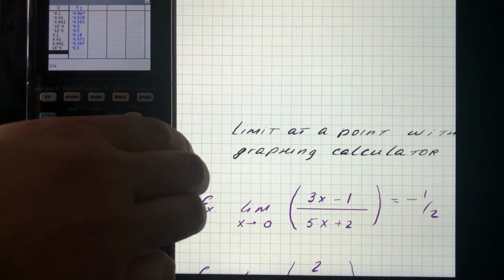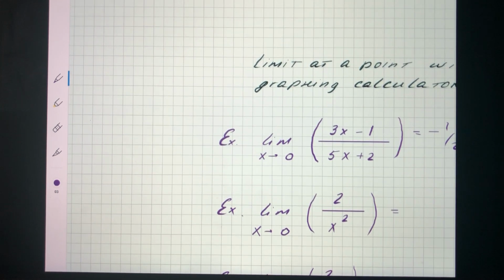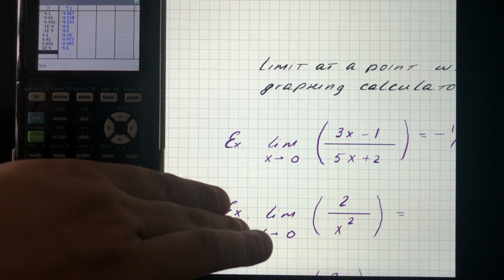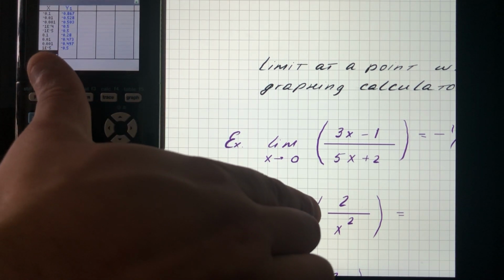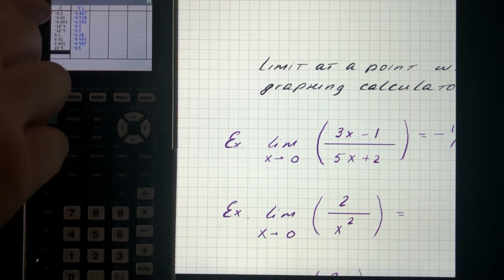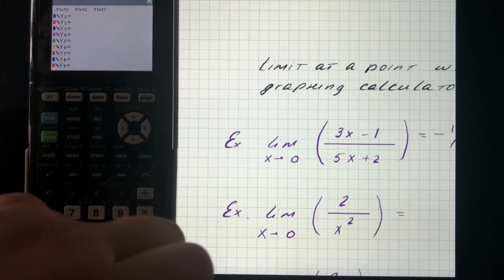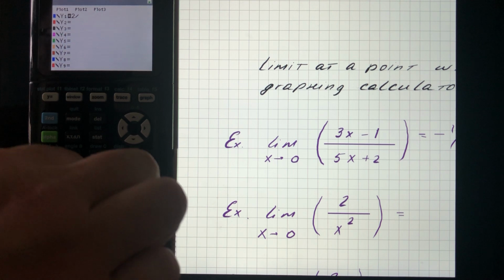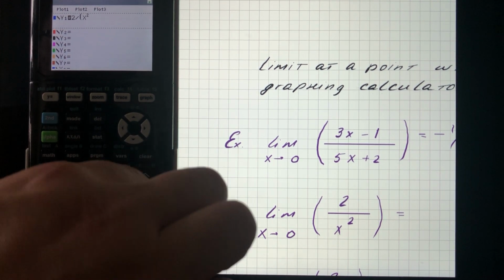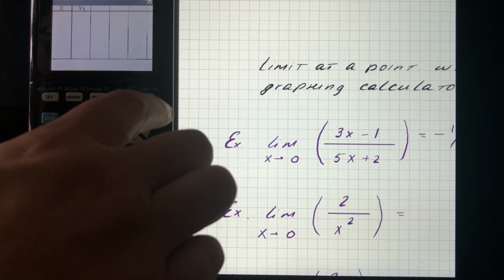Now let's look at the other example. So here is the next example, and we're also going to 0 from both sides, only this time the function is 2 over x squared. So I will save these values and we'll retype the function. So here the new function is 2 divided by x to the second power. And so here is the table once again.